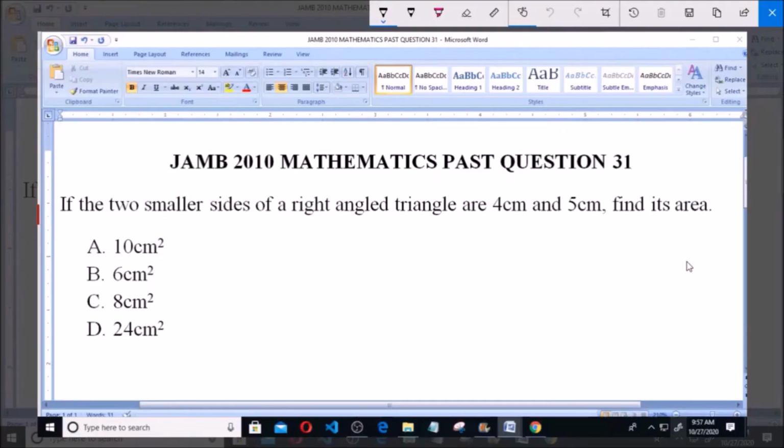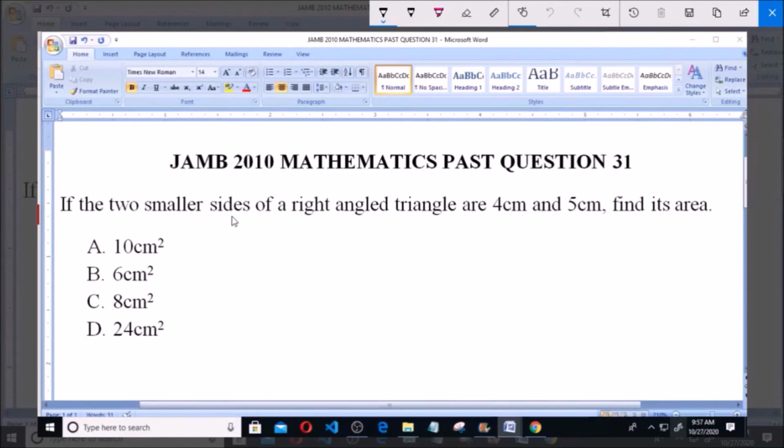I will be answering JAMB 2010 Mathematics Past Question 31. If the two smaller sides of a right angled triangle are 4 cm and 5 cm, find its area. A, 10 cm square, B, 6 centimeters square, C, 8 centimeters square, and D, 24 centimeters square.